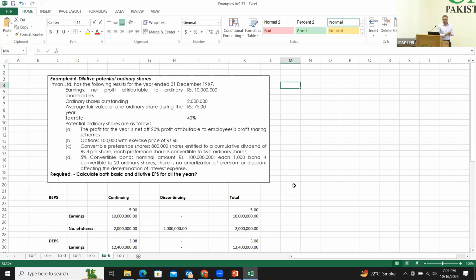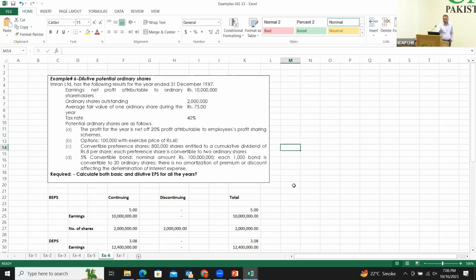Okay, this example: Imran Limited has the following results for the year ended 31st December X7. Net profit is 10 million, ordinary shares outstanding during the year are 2 million, the fair value of the written call options during the year is 75, tax rate is 40%, and profit for the year is net of 20% profit attributable to the employees' profit sharing scheme. Call options, written call options, exercise price is 60, convertible preference shares 800,000, and 8 per share is the preference dividend.